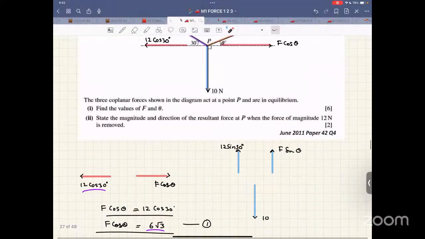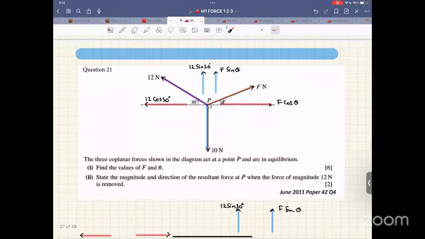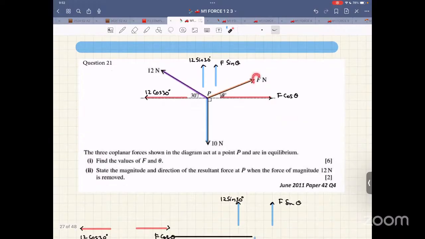Sometimes you have a question like this, another examiner's favorite. It says the three coplanar forces shown in the diagram acting at a point P are in equilibrium. When they're in equilibrium, the easiest way that I teach you is that the rightward forces should equal the leftward forces, and the upward should equal the downward. So don't apply any positive negative sign over here. That's the strategy that I employ. So now this is F, this is F cos theta, this is F sine theta. This is 12, this is 12 cos theta, this is 12 sine theta, and this 10 Newton is acting vertically downward.